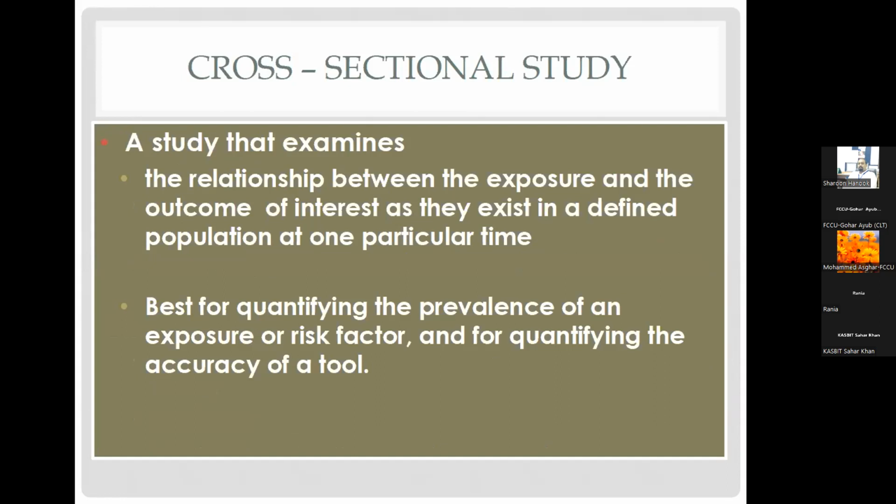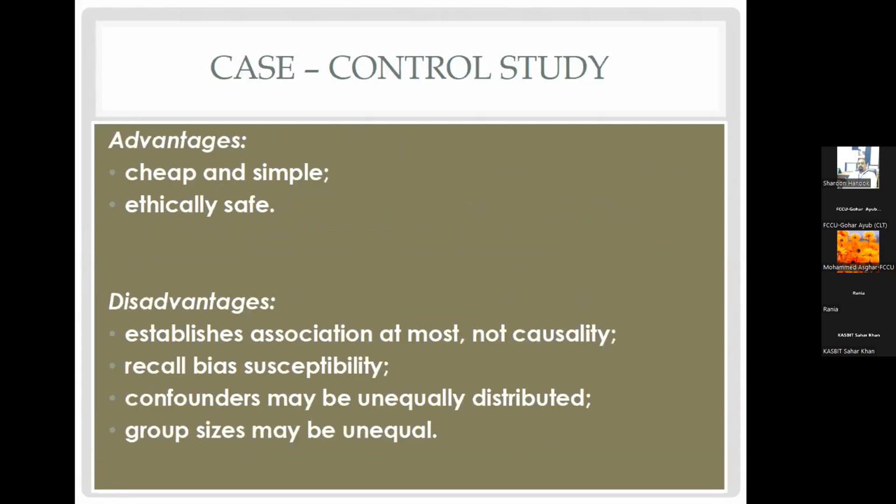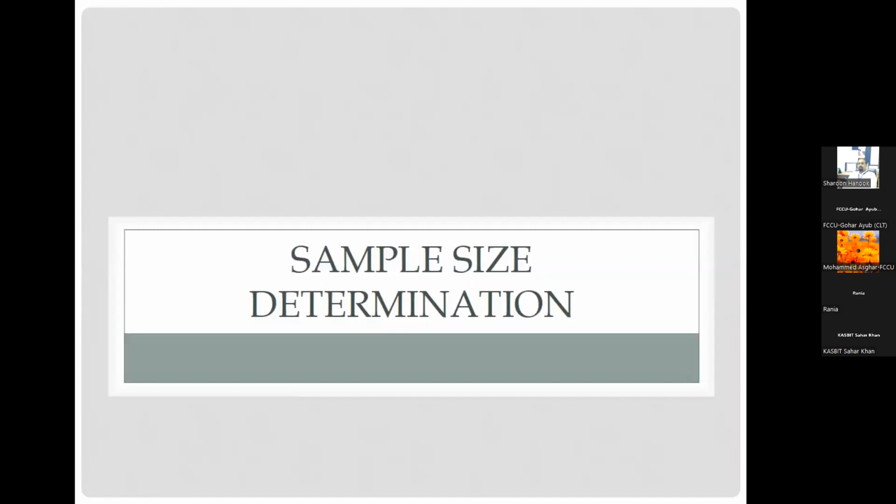So the other type of studies are cross-sectional studies, which examine the relationship between the exposure and outcome of interest as they exist in a defined population, and are best for quantifying the prevalence of exposure. So they're cheap, simple, ethically safe, but they require a very large sample size. Confounders can be defined clearly. There's a recall bias, and one cannot really establish causality with that. Yes, they can show association, but not causality.